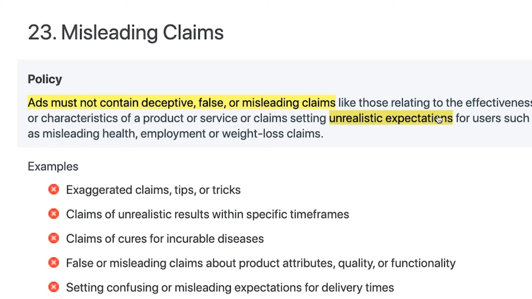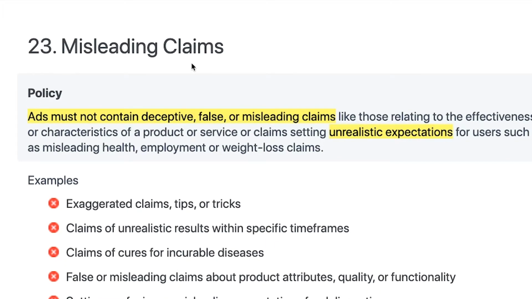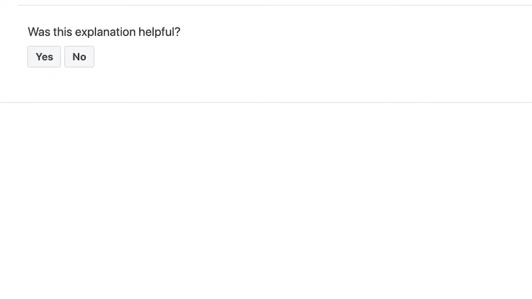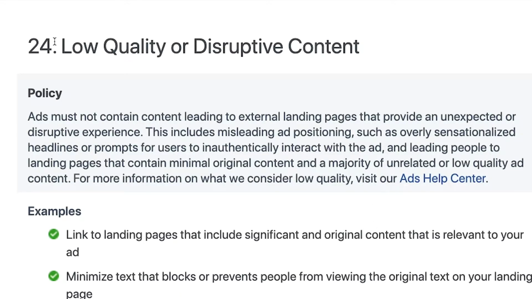So even if you do have extraordinary results, you can't just go talk about them in the ads. They don't even care if it's true. What they care about is unrealistic expectations. So just keep that in mind when you're creating your ads. And probably what that means is you're going to have to tone it down quite a bit very often. Okay, that's misleading claims. Next up, 24, and this will be the last one, low quality or disruptive content.